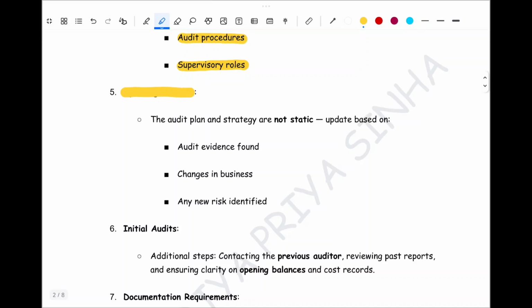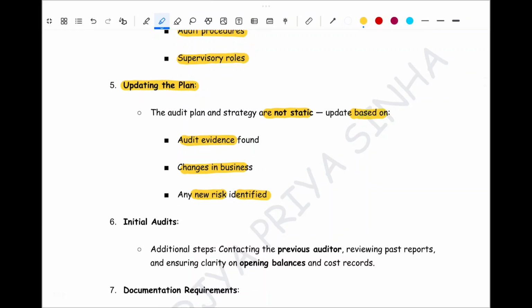Next is updating the plan. Now, what do you mean by updating the plan? The audit plan and strategy are not static. You need to update based on what? Based on the audit evidence that we find, changes in business, and any new risk identified. If there is any new risk, then we need to update the plan.